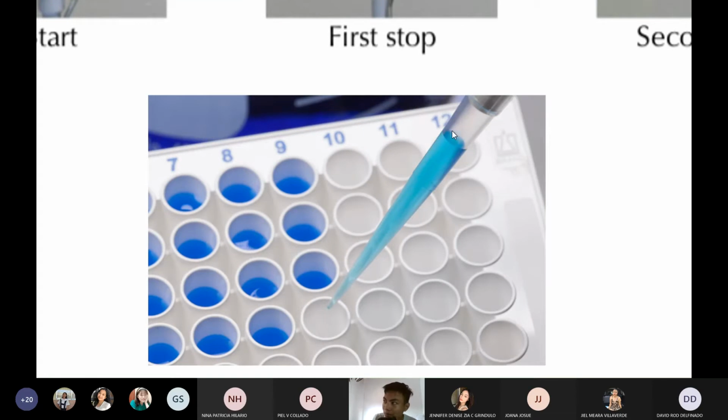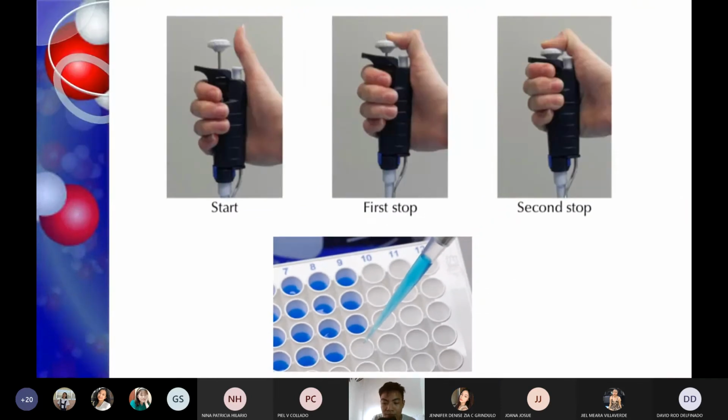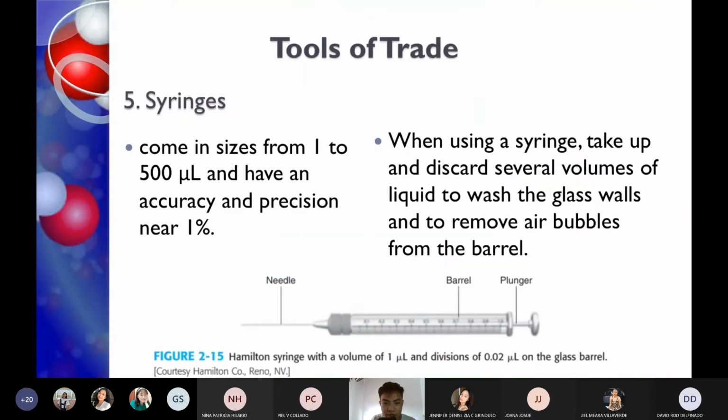Okay? So, ito yung tip. Okay? So, disposable yan and it can transfer very tiny amounts of liquid lang. So, ayan. Syringes naman, of course, you can use this to transfer liquids, pero kung kailangan mo yan itusok sa katawan ng tao, mas kailangan mo yung syringe kaysa sa pipette, di ba?